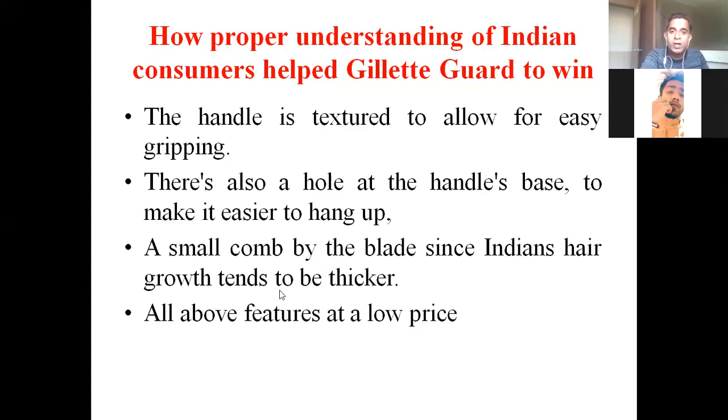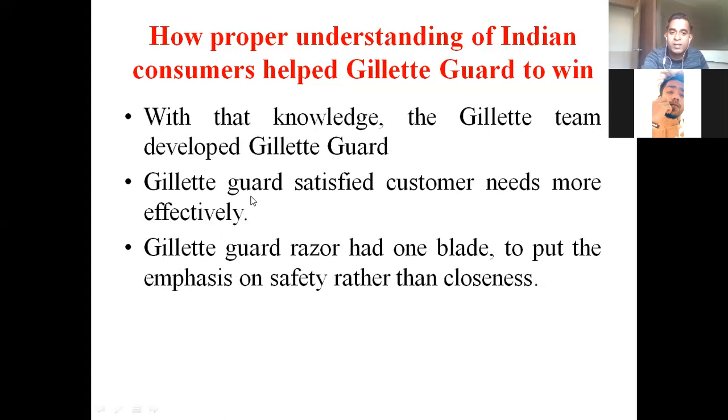In fact, you can go on explaining each feature. Say, for example, the Gillette Guard has one blade. You can have an explanation for this one point itself. You can always mention that the Gillette Vector had two blades, twin blade. So between the two blades, when you shave, the hair got stuck in between.